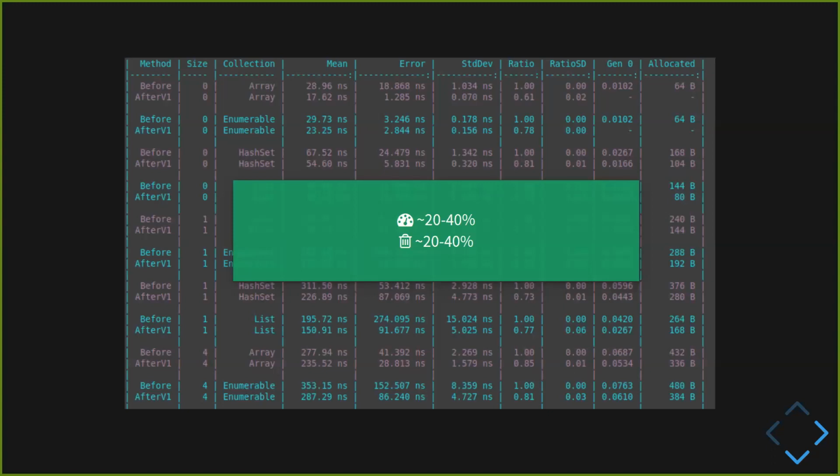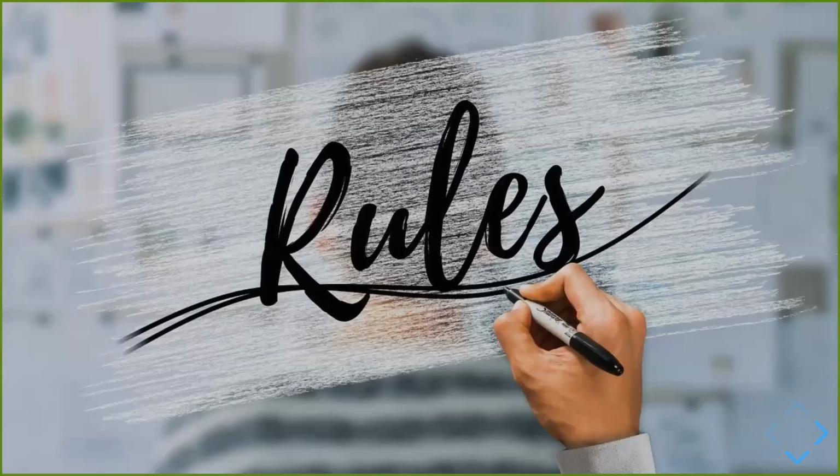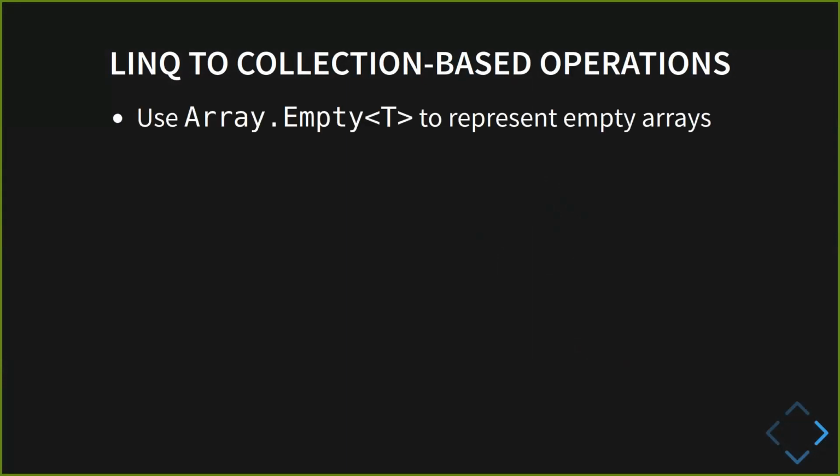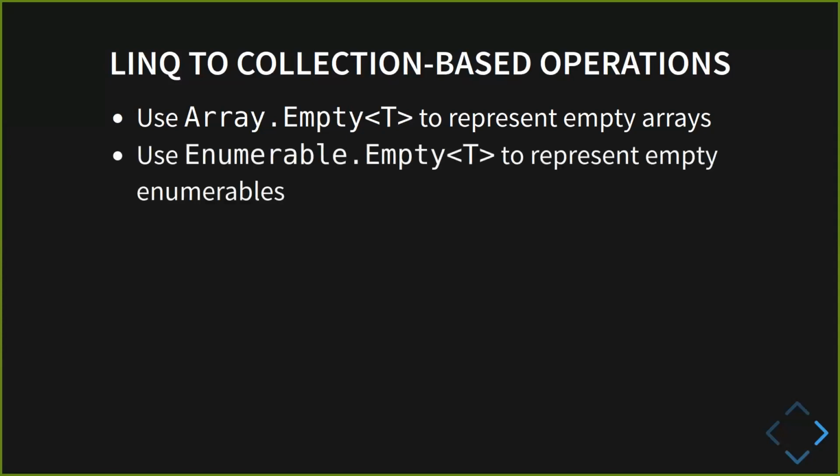For example, there are a few general rules that I would like to present to you should you want to move from LINQ query-based code on the hot path to collection-based operations. I have summarized the rules here on the next slides that you can write down, and then you can apply those as well to your code bases. Whenever you have to represent an empty array, you should always use Array.Empty, because then you get a statically cached array and you're not paying the price of allocating empty arrays anymore. The same applies for enumerables. If you need to represent an empty enumerable, you should use Enumerable.Empty.